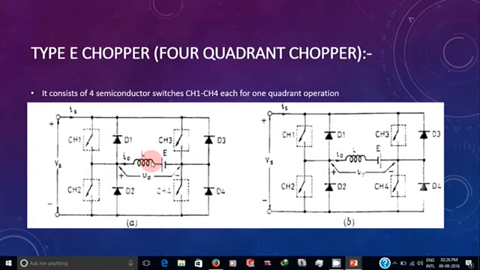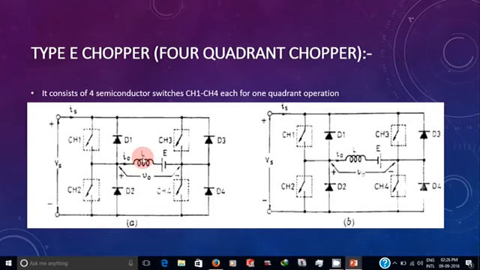In second quadrant operation, all the switches will be off and only the CH2 switch will be operated. When CH2 is on, the EMF E will produce a current that flows through L, CH2, CH4 and back to L. During this process, L will get charged.